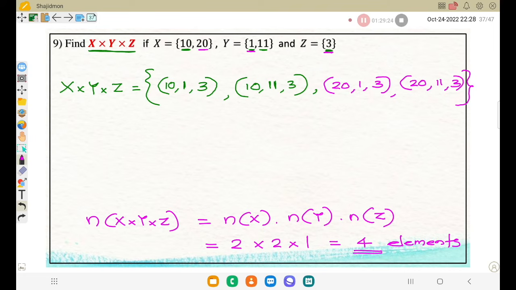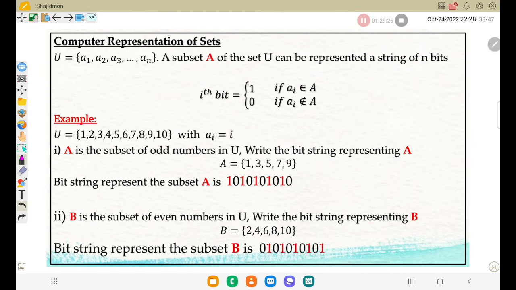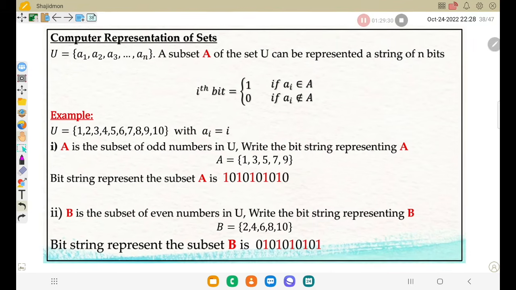Okay, now we will go to the last point in this section, that is the computer representation. Computer representation of a set.